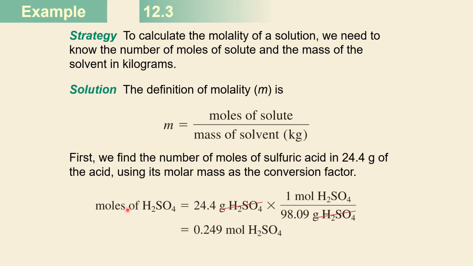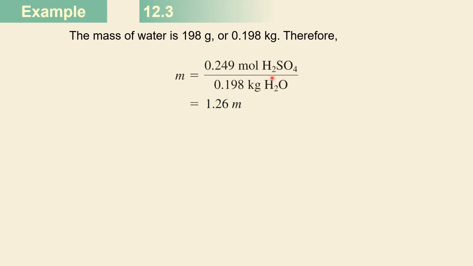We convert moles of H2SO4, sulfuric acid, dividing by the molar mass and getting 0.249 mole of sulfuric acid. And then in the next step, we simply take that molar amount, divide by kilograms of water, our solvent, and we get 1.26 molality. Just like breaking matchsticks, very easy.